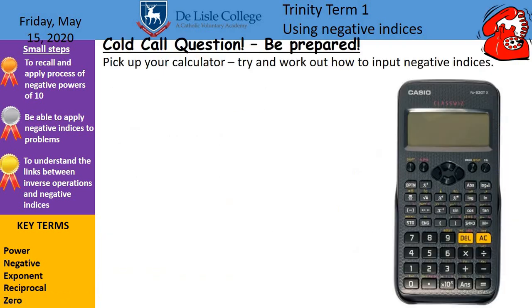Right, good. The first thing I would like you to do, because you may not have done it for that first task, is just to get your calculator for me. You'll be using it at times today, and just try and work out how to input negative indices.